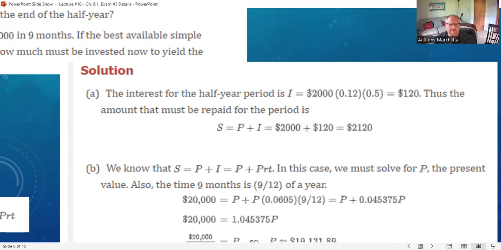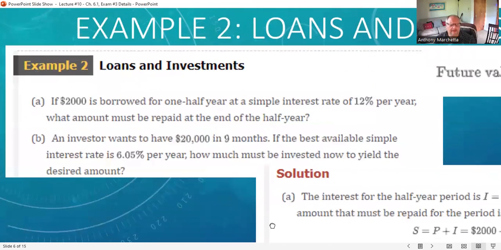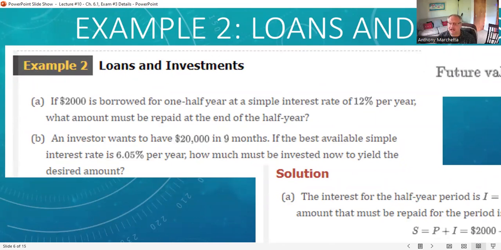Our next question. In B, it says an investor wants to have $20,000 in 9 months. Okay, now think about that for a minute. That means the future value is 20,000, right? Not your present value P. We're talking about S is going to be 20,000. Okay, we're getting on it, right?